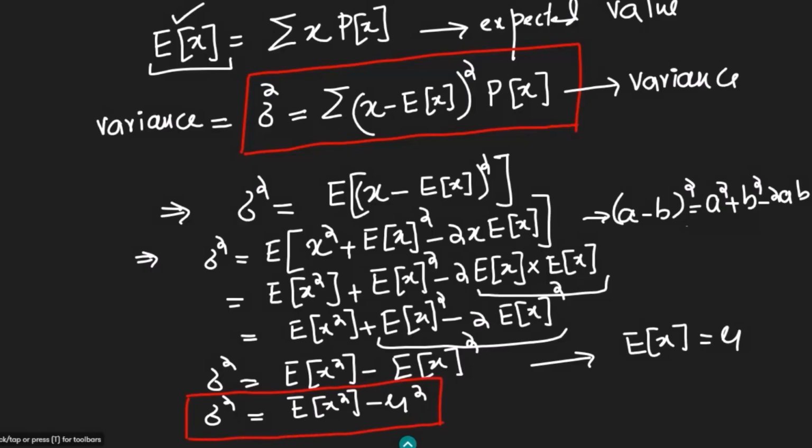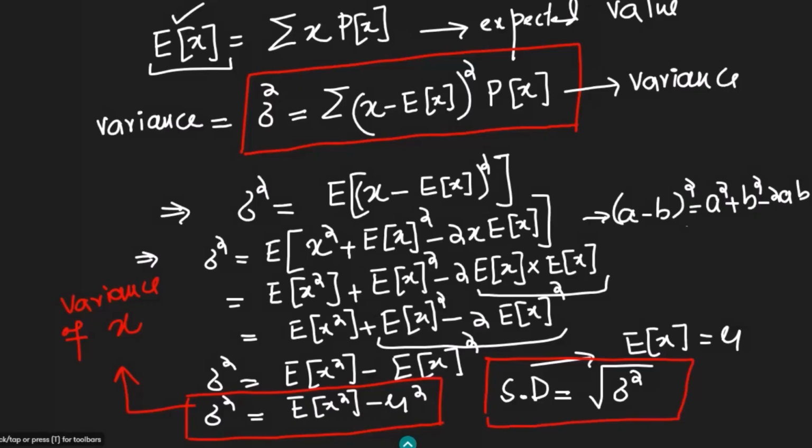So this is called the variance of a random variable x. In order to find the standard deviation, that is represented by sigma, and that is basically the square root of this variance. We have to just take the square root of the variance, and this will give me the standard deviation, and this is very easily calculated here.